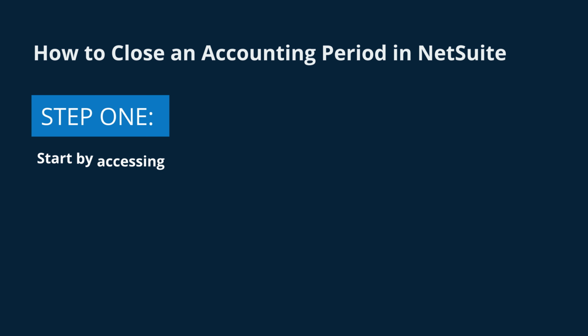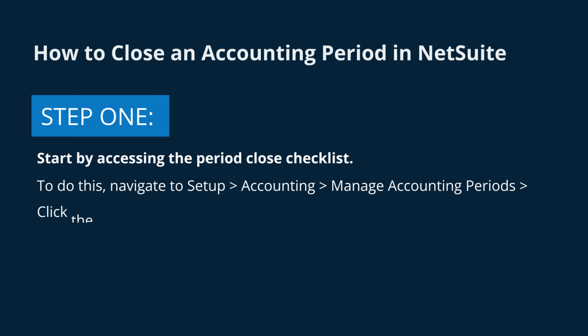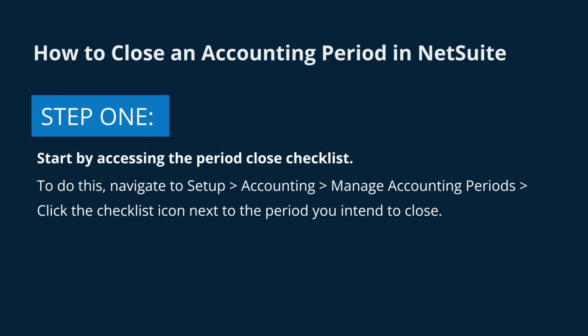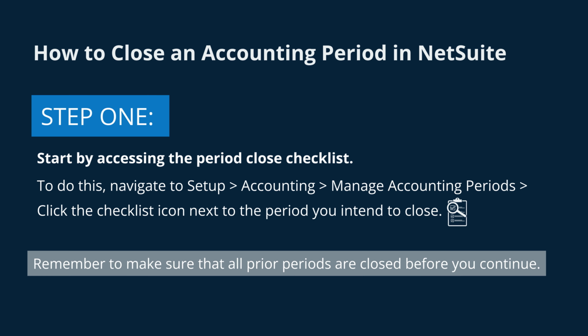Step 1. Start by assessing your period close checklist. To do this, navigate to Setup, then Accounting, then Manage Accounting Periods. Then click the checklist icon next to the period you intend to close. Remember to ensure that all prior periods are closed before you continue.